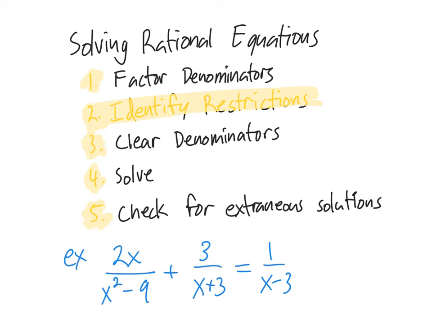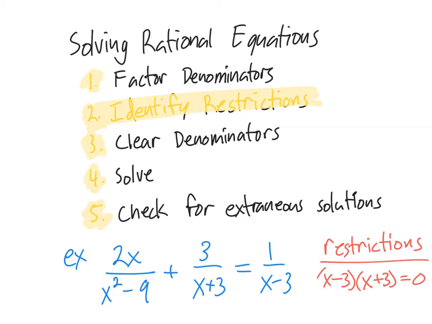Okay, so now we're going to look for restrictions. We're going to set each of our denominators equal to 0 and see what we get. If we set x minus 3, x plus 3 equal to 0, we can see that this is just like a quadratic, right? Solving a quadratic, we're going to have two cases. Zero product property says that x minus 3 equals 0, so x equals 3, and x plus 3 equals 0, so x equals negative 3.